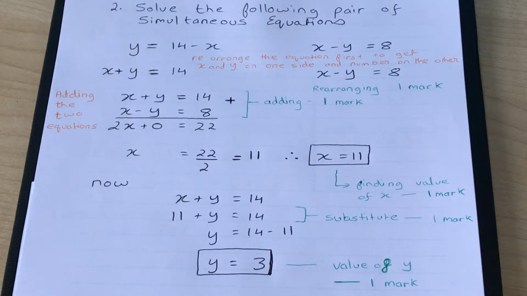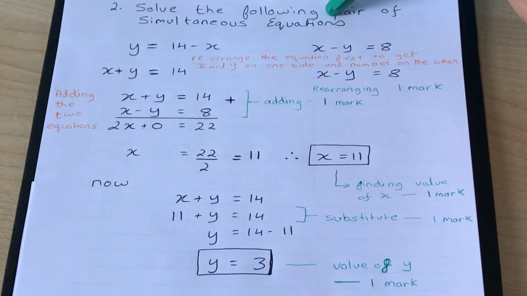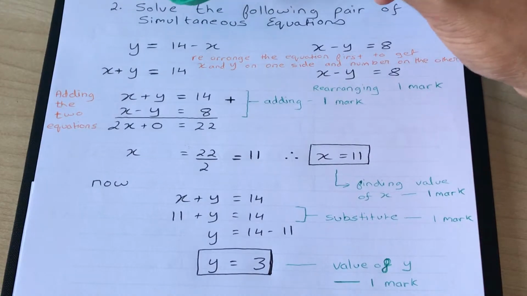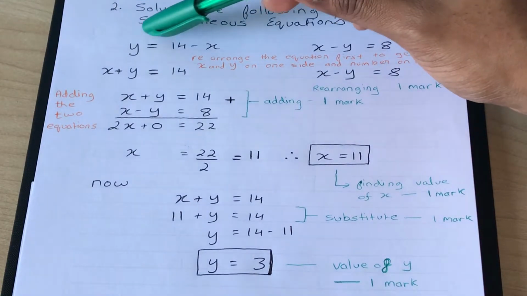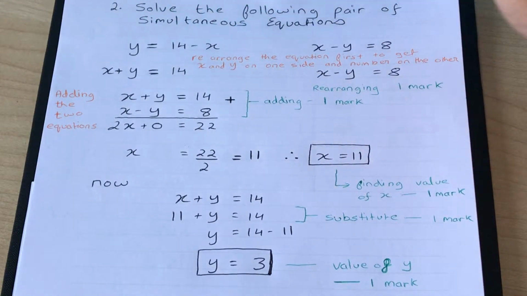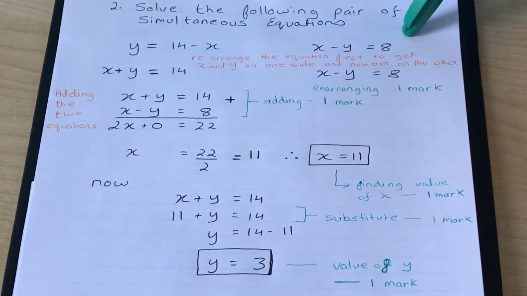What's up, students? In this video I'm going to show you how to solve the second problem from section 2 asked in your examination. The question was to solve the following pair of simultaneous equations. You have been given two equations here, y equals 14 minus x and x minus y equals 8. Now how do you go about solving these equations?